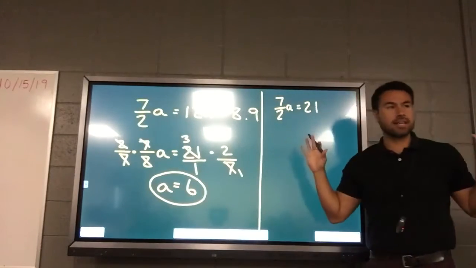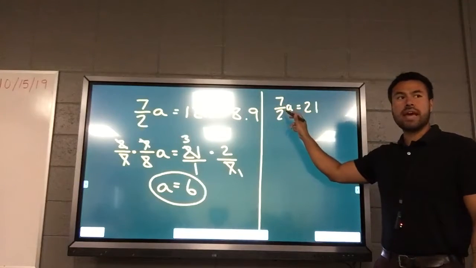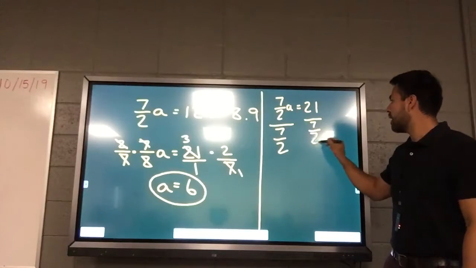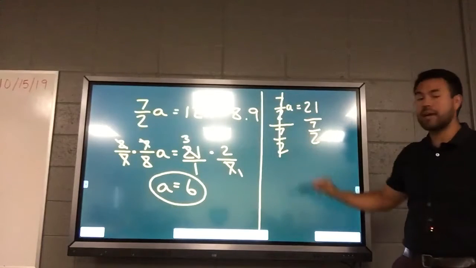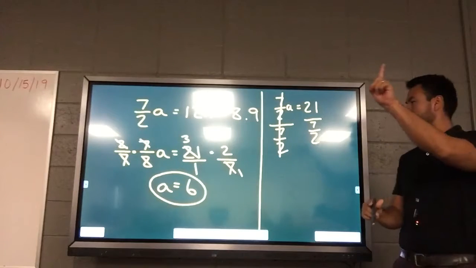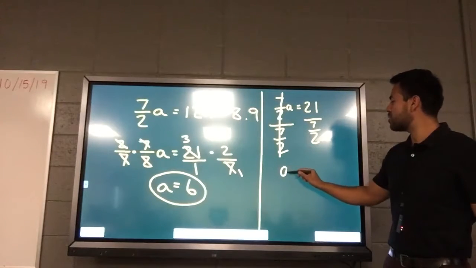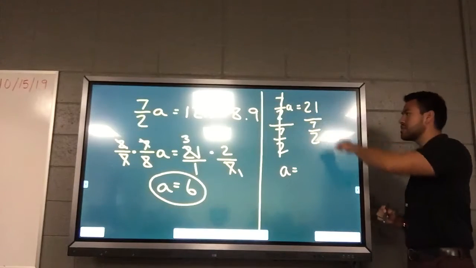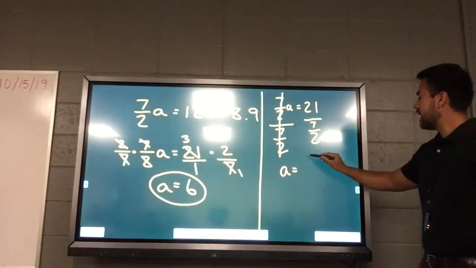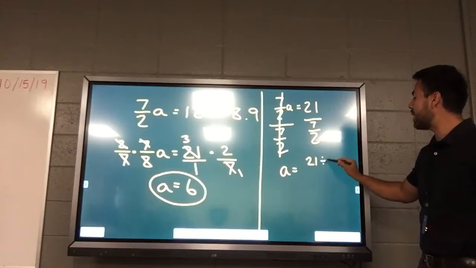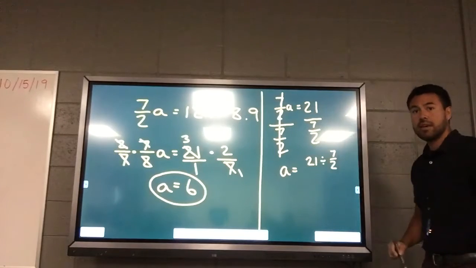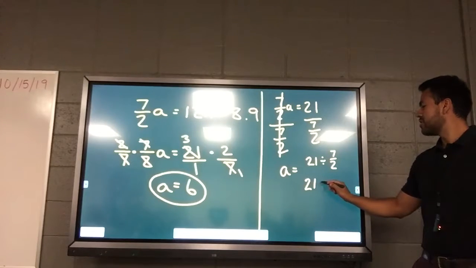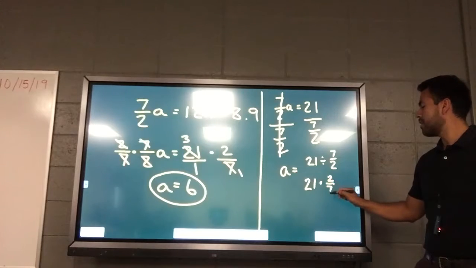Okay, so I got 7 halves A equals 21. Let's go back in time. What would you have to do to undo 7 halves normally? Divide both sides by 7 halves, right? I'm good with that because 7 halves over 7 halves, although complicated, is just a big fat 1. See, you still get A, which is good. But right here, remember these complex fractions? What does this mean? It means 21 divided by 7 halves, doesn't it? But then you would do stay, change, flip.